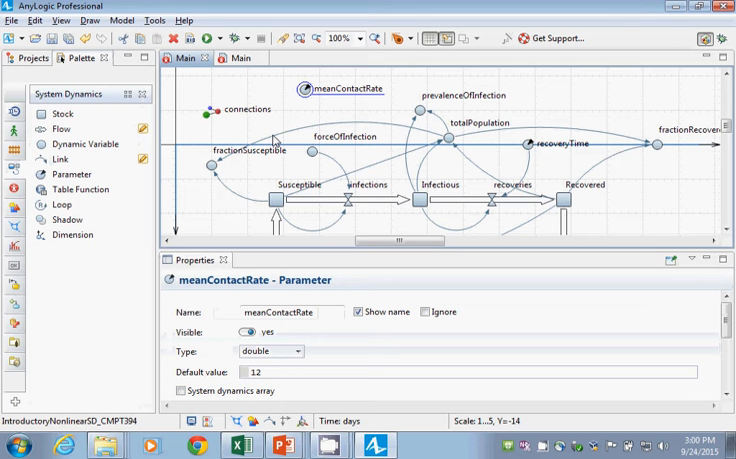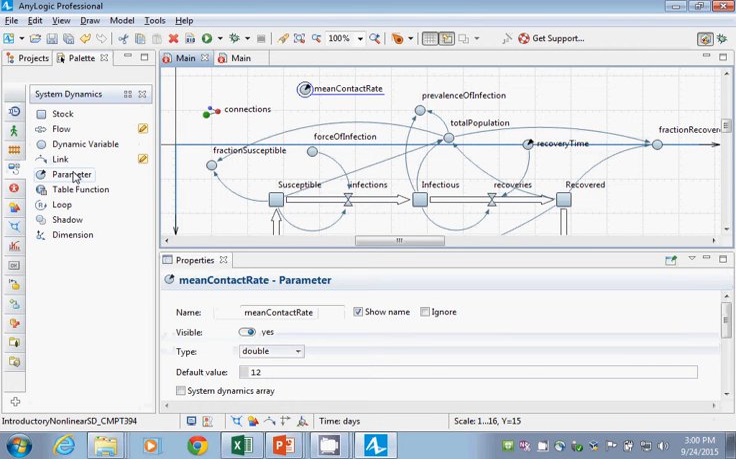Now, of those 12 people with whom I come into contact, what fraction of them are going to be infected? Well, let's suppose it's in a bus station, or suppose it's in an airport, or suppose it's in the context of a large gathering, like a church gathering with lots of people around. The fraction of those people I run into who might be infected might be pretty similar to the fraction in the whole population. Do we have that in the model?